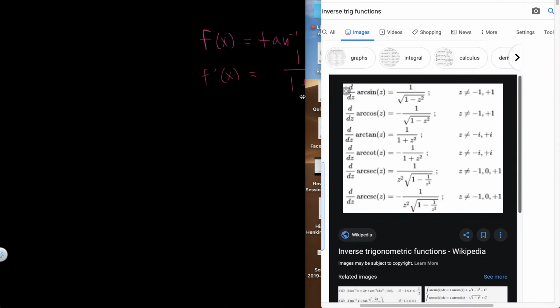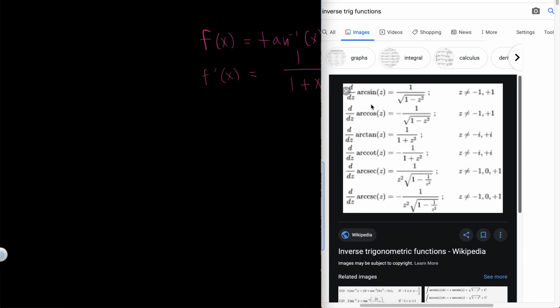So here it is. We have the derivative of arc. Arc again is the same thing as inverse, right? You can write the negative one exponent right there, or you can say arc. So let's see, the arctan, which we just looked at, arctan of x, or z, it doesn't matter, is 1 over 1 plus z squared, or x squared. Arc sine of z, which again is the sine inverse of z, has a derivative of 1 over the square root of 1 minus z squared.